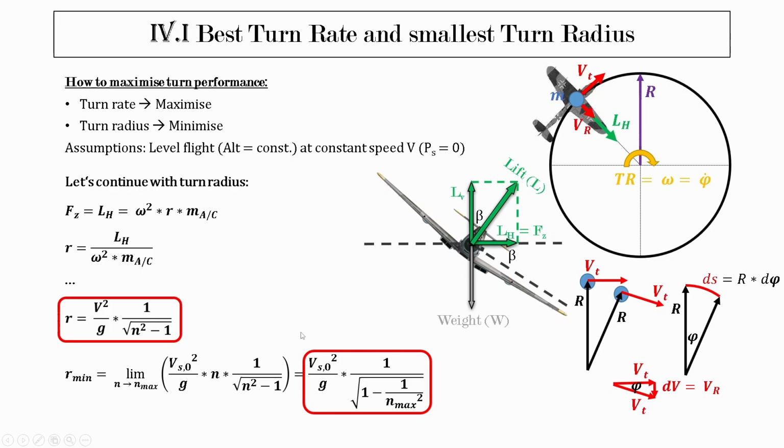So again, same principle. As you can see, we have the same kind of values. So R and omega are optimized, one maximized, one minimized, for a given n at the lift limit. Okay? So let's summarize this.